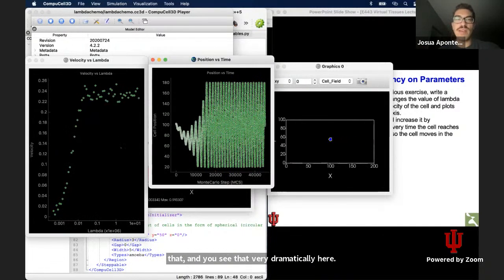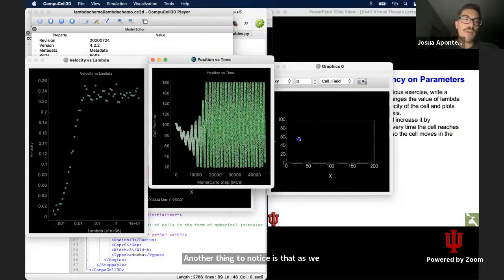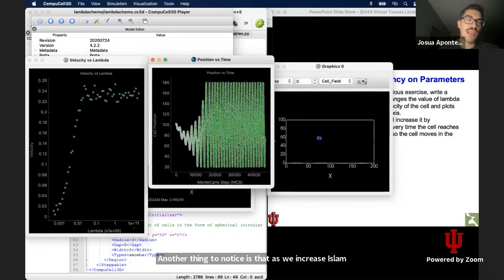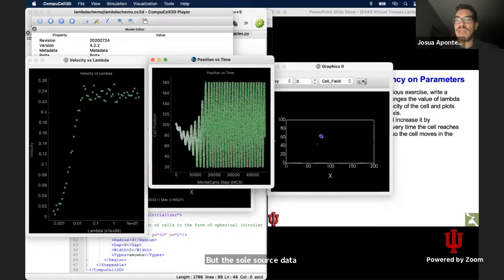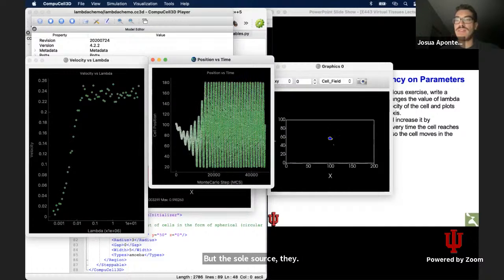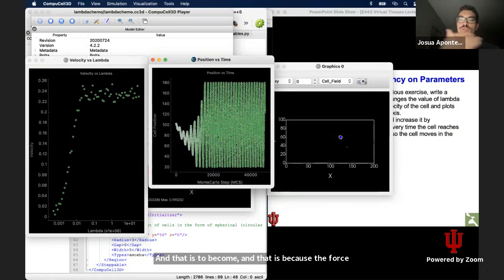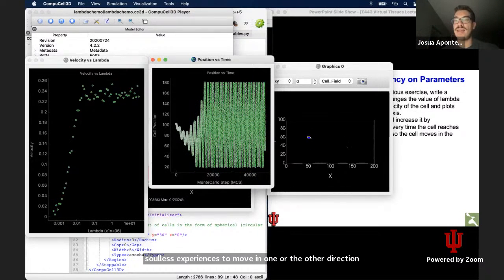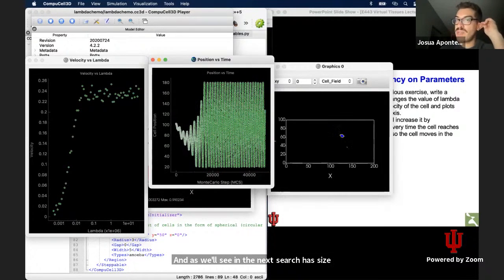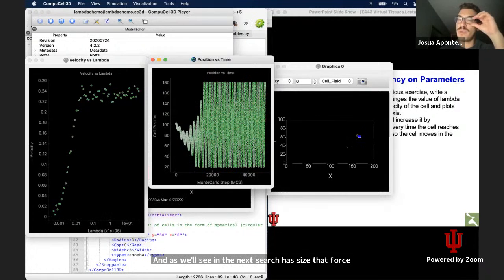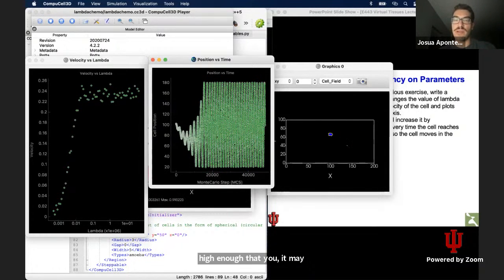Another thing to notice is that as we increase this lambda, this has been plotted on a log scale because we're increasing that lambda exponentially. But the cell starts deforming quite a lot. That is because the effective force that the cells experience to move in one or the other direction is quite high. And as we'll see in the next exercise, that force can be high enough that it makes the cell disappear.